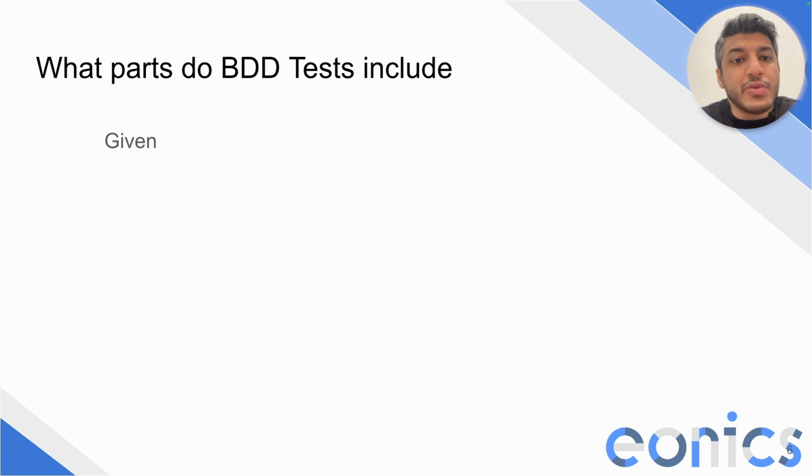What parts do BDD tests include? Basically, as we understood, it's using plain English, writing English sentences to come up with tests. These English sentences would be translated into test code. But what parts do they have? We have a given part, a when part, and a then part in our BDD scenarios.